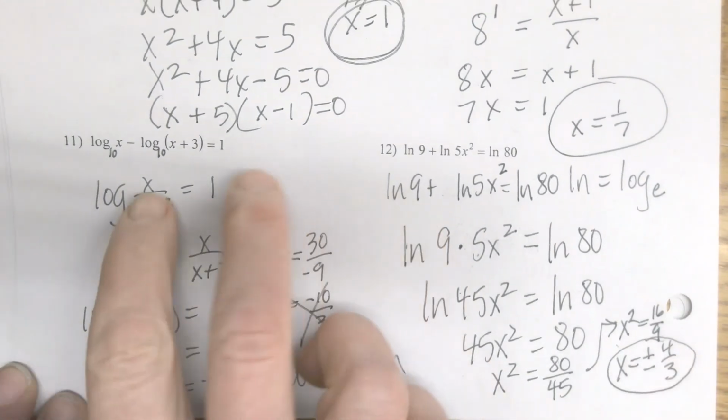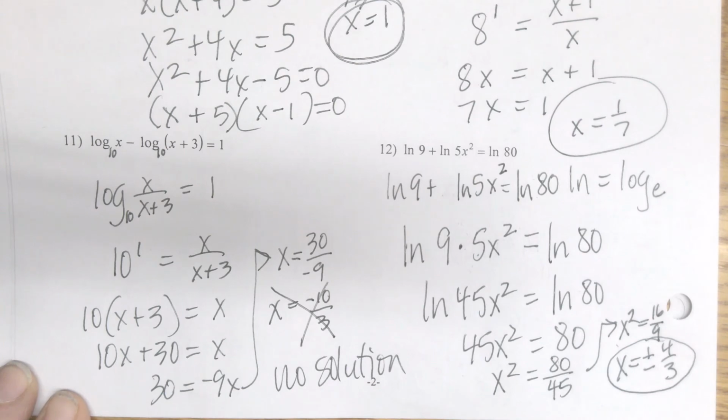So again, you want to use your power rules to get it to a point where you can simplify it, and then once you're able to either write it as exponential or drop your powers or drop your logs on both sides, then you can just solve it using algebra.